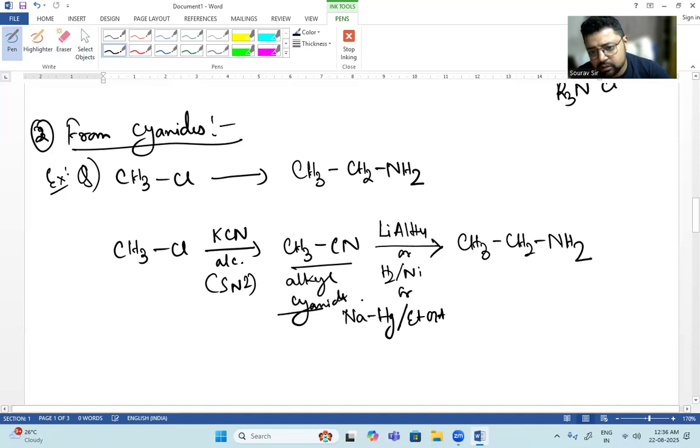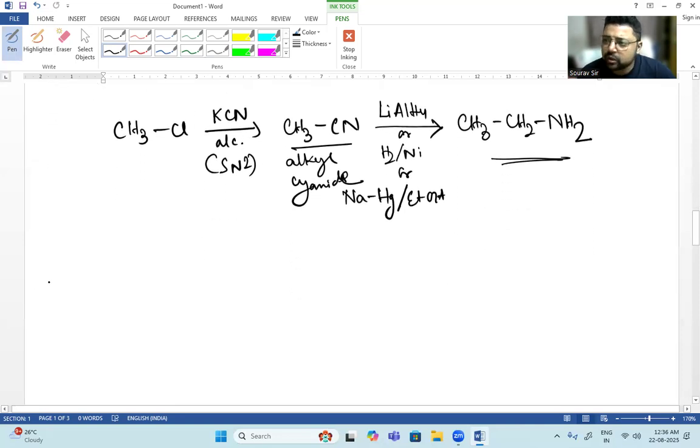And from here you are getting this amine. Okay, so reduction of cyanide, you will get an amine with increase in carbon number. Okay, so to increase the number of carbon, this type of reactions are performed. Okay.